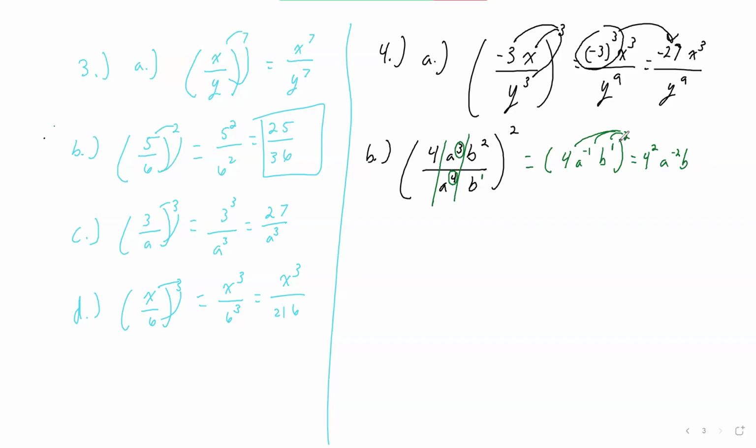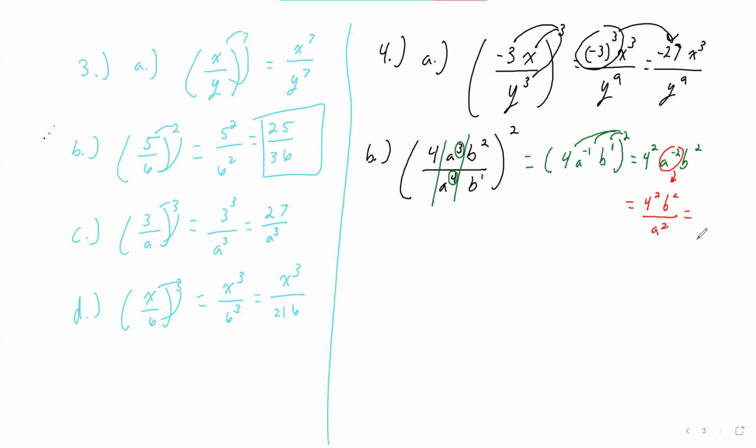Remember, you're multiplying a power to a power, so it'll be 2. Now there's 2 things still wrong with this. Ooh, love it. The only thing that moves is the a. So this becomes 4 squared b squared over a squared.